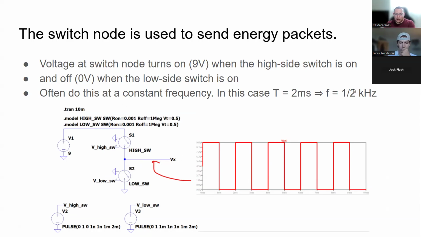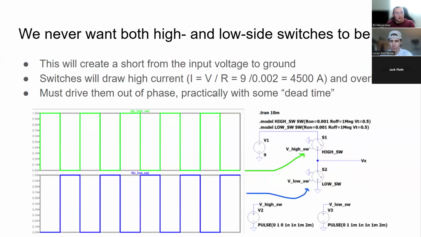And we usually do this at a constant frequency in these switching regulators. I mean, there are some switching regulators that do operate in a changing frequency mode, but we usually do it at a fixed frequency for simple cases. But one thing to note is we never want both the high and low side switches to be on at the same time, right? Because you can imagine if I turn both of these on, then I've created a short from the input voltage all the way to ground. This is basically just a short.